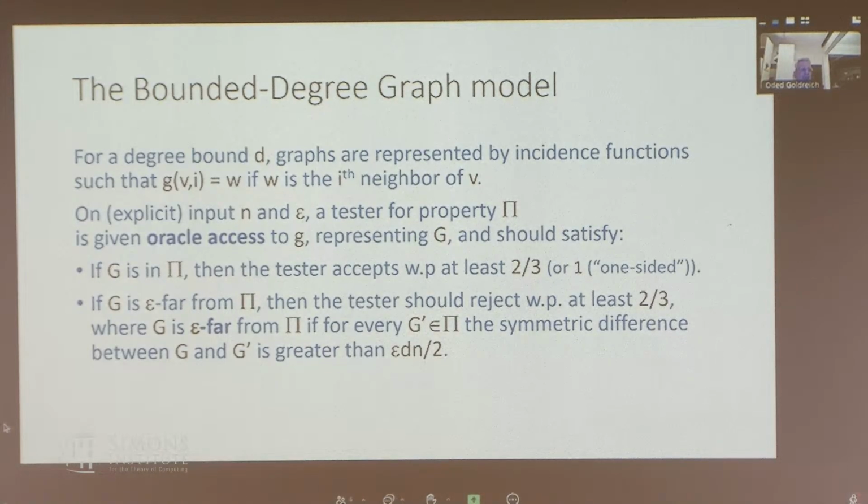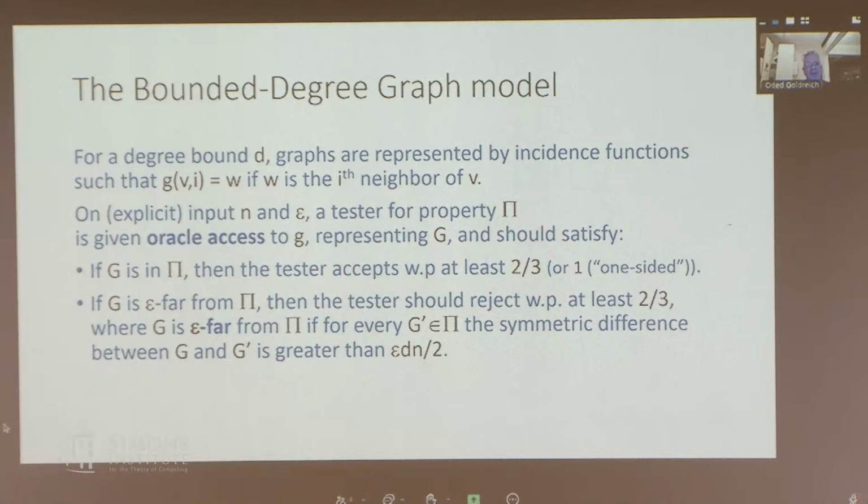So we will be given oracle access to the graph by the corresponding incident function, and we'll have to satisfy the following two conditions. The first is that if the graph has the property, then we have to accept either with probability 2/3 or with probability 1, depending on whether we are in the two-sided error regime or the one-sided error regime. And if the graph is epsilon-far from the property, then we should reject with high probability, where epsilon-far means that one has to modify epsilon d n entries of the incident function in order to make the corresponding graph be in the property. Or in other words, for every graph G' which has the property, the symmetric difference between it and the original graph that is given as input is greater than epsilon d n over 2. The normalization is a normal one.